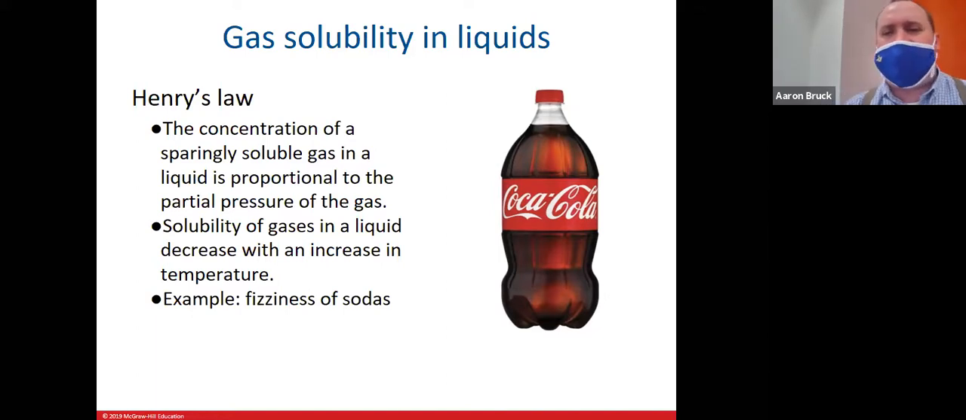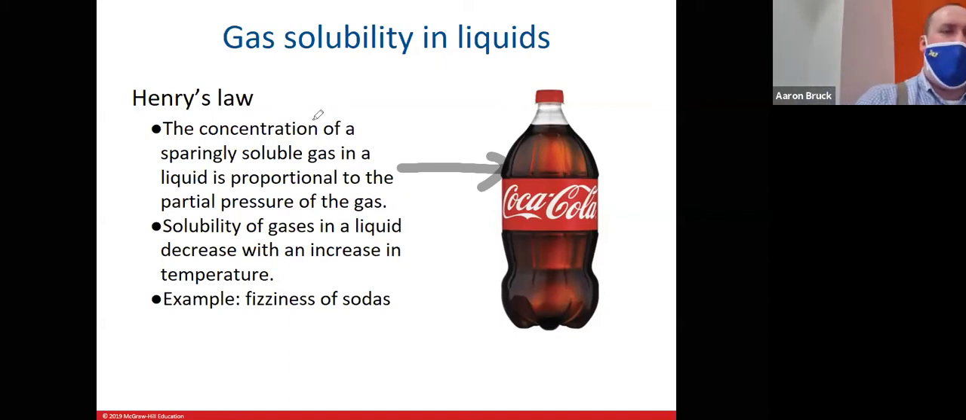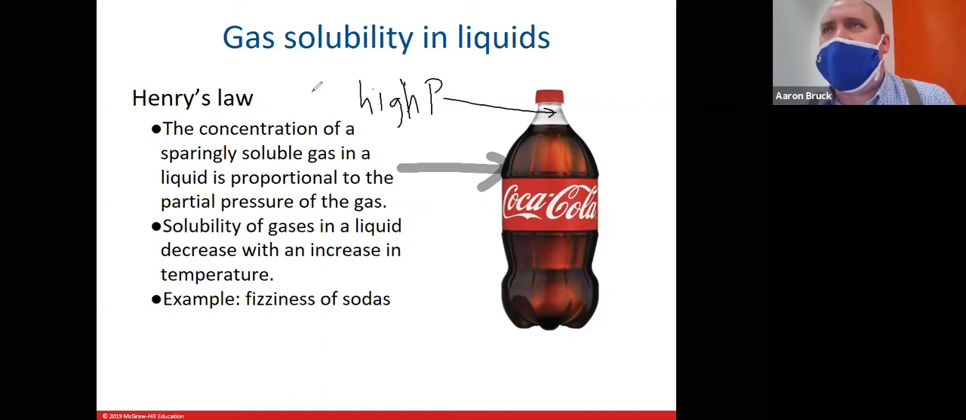Well, I want you to think about the best analogy that I can give you. It comes from a bottle of soda that has been unopened. Now, when this bottle is unopened, we have high pressure in that airspace right above the liquid. And we know that we have high pressure in that space because what is the first thing that we notice when we open up that cap to that brand new bottle of soda?